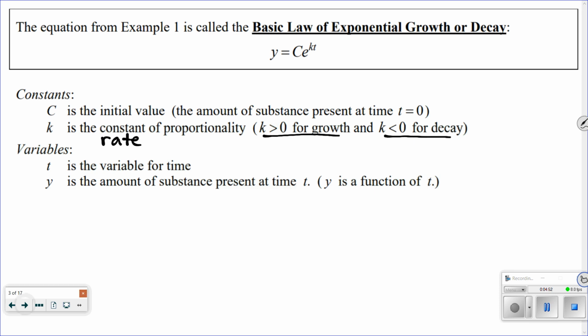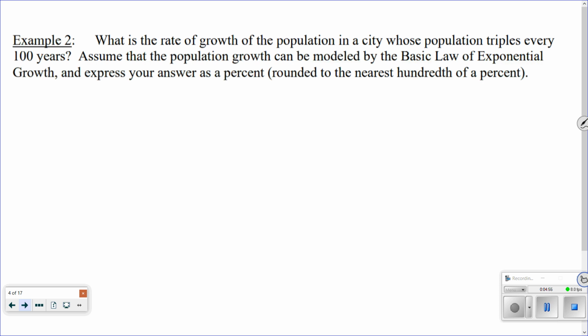Let's do a couple of examples. This says, what is the rate of growth of a population in a city whose population triples every 100 years? Assume the population growth can be modeled using the basic law of exponential growth. When you hear that, the basic law of exponential growth, you ought to be thinking that y equals c e to the kt. That's what it's talking about. And then it wants us to find the rate of growth. Whenever it talks about rate, it's talking about k. So I'm trying to find out what k is.